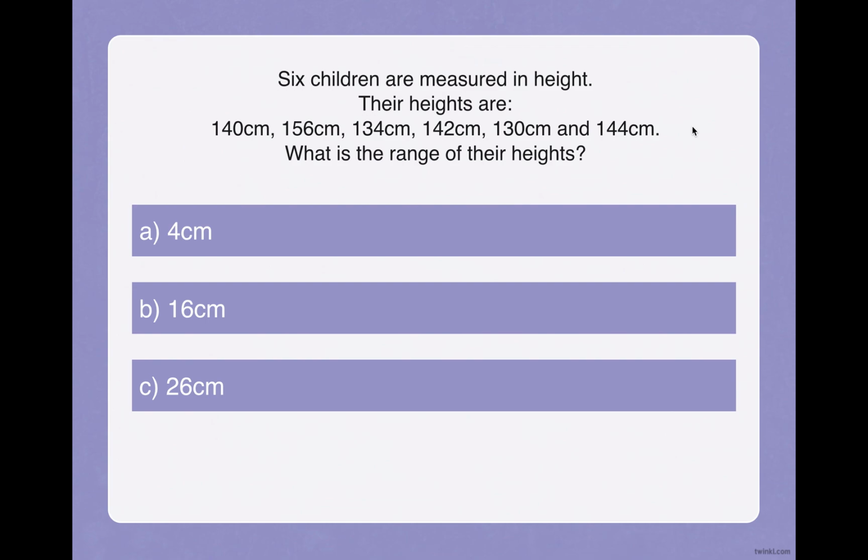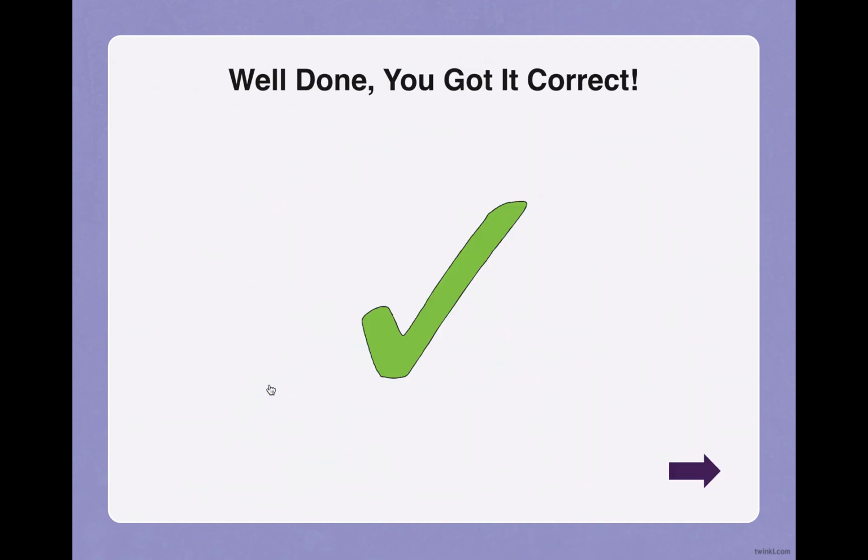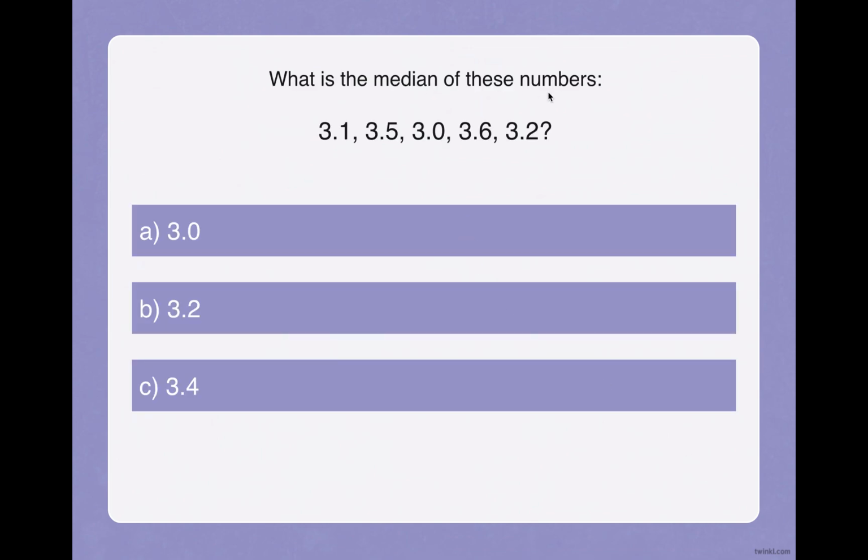I'll give you time to think. So I am just gonna choose any number. Is it 26? Yes. Next question. What is the median of these numbers? So the median needs to be the number in the middle. What you need to do first is arrange these.